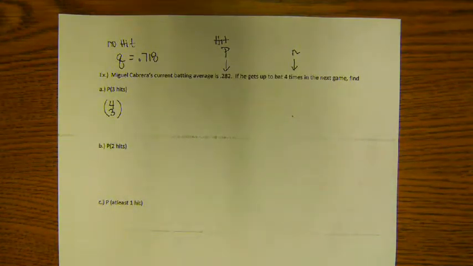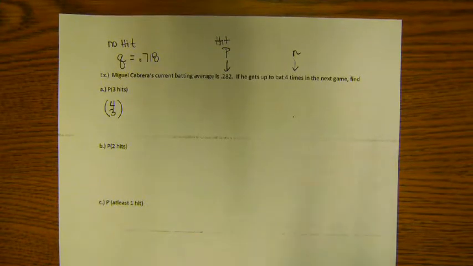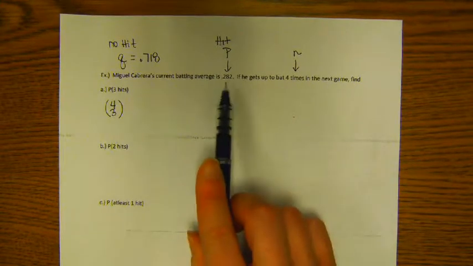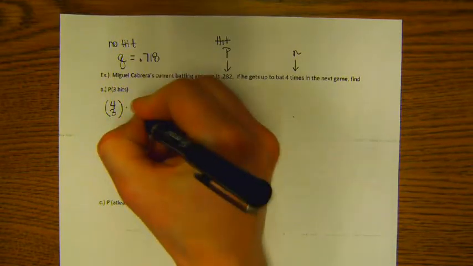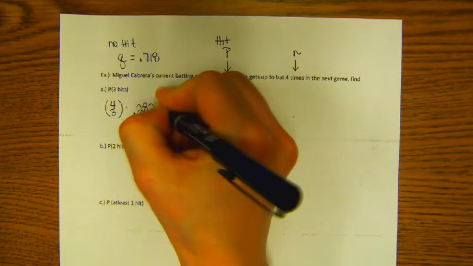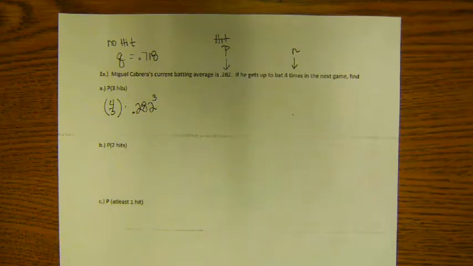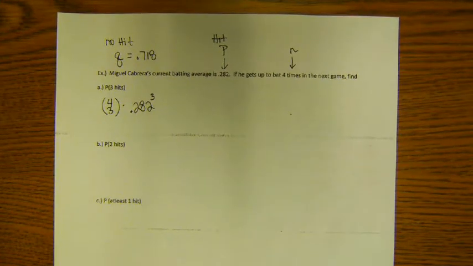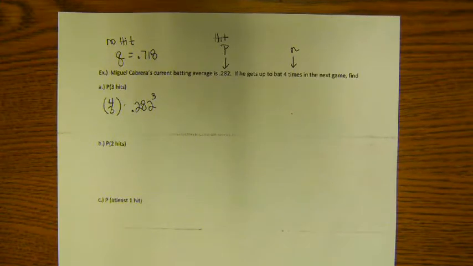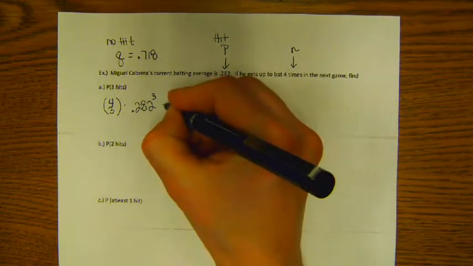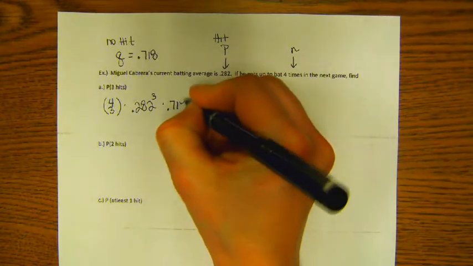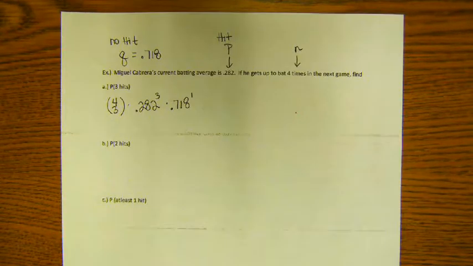Then I have to see how many successes there are. So there are 3 hits. So I take the probability of getting a hit, which is 0.282, and I raise it to the 3rd power. If he gets 3 hits, that means one time he does not get a hit, correct? So then I have to multiply that 0.718 to the 1st power because it's only not getting a hit one time. All right.